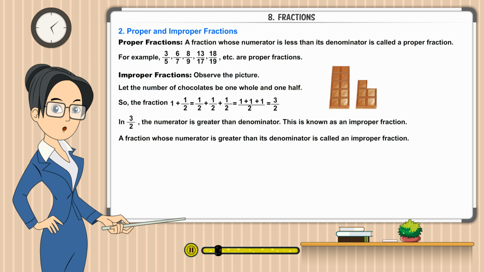A fraction whose numerator is greater than its denominator is called an improper fraction. For example, 7 upon 4, which is equal to 1 3 upon 4, and 9 upon 7, which is equal to 1 2 upon 7, are improper fractions.